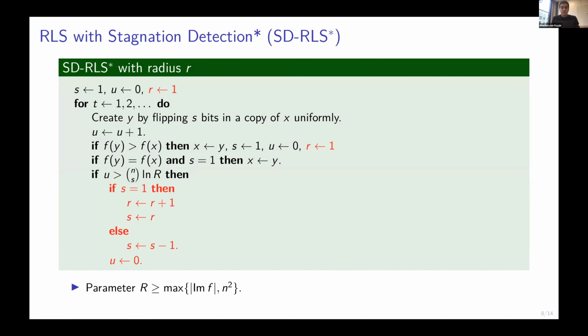In order to resolve the issue we've seen in the previous algorithm, we propose RLS with a stagnation detection star, or STRLS star. We add a new parameter, radius, which is shown by R in the algorithm. This radius parameter helps the algorithm to look at a smaller strength multiple times. Actually, when the radius is 10, the algorithm checks all strengths ranging from 1 to 10.